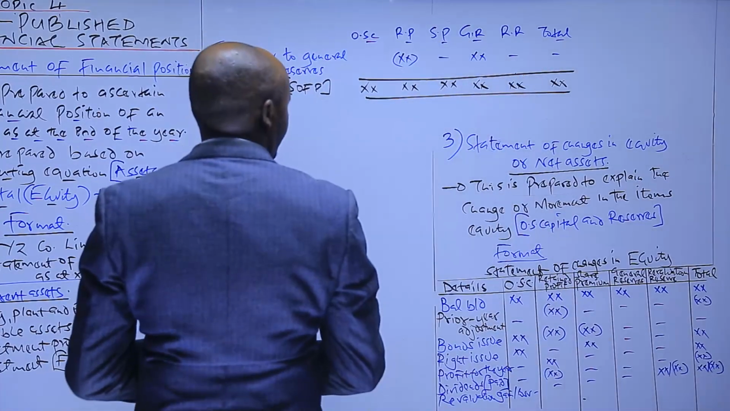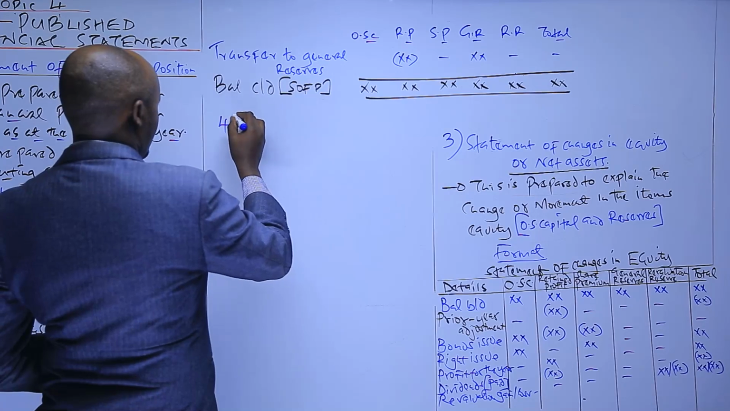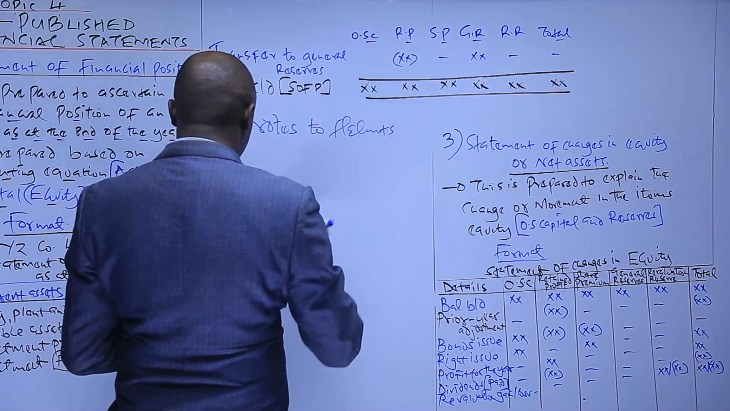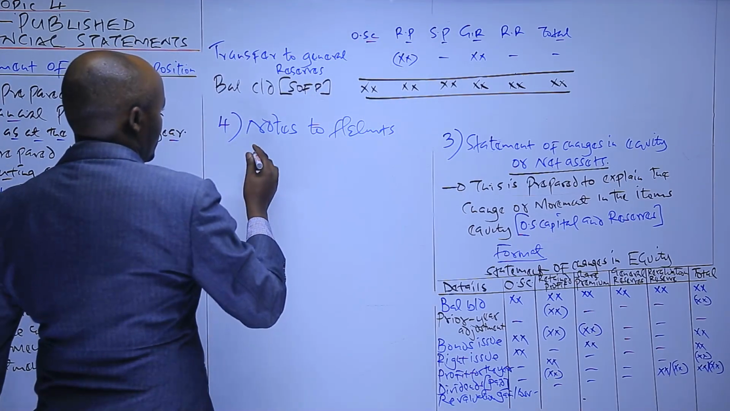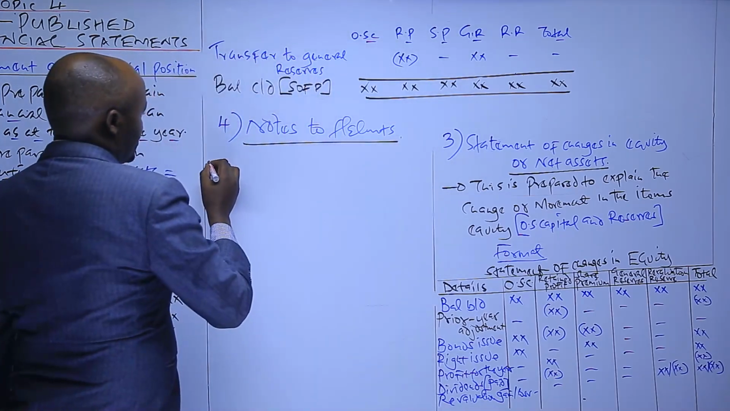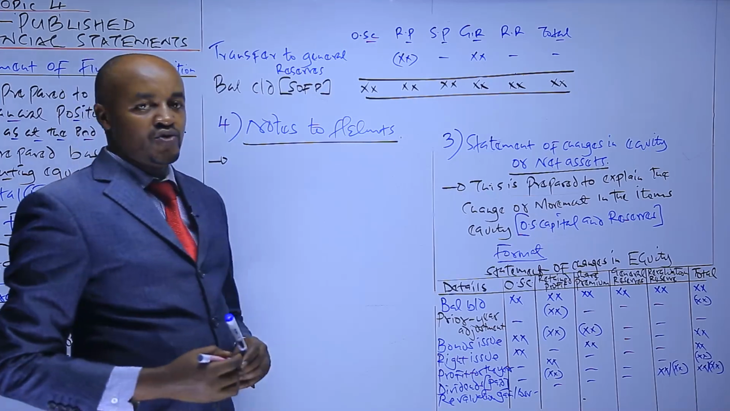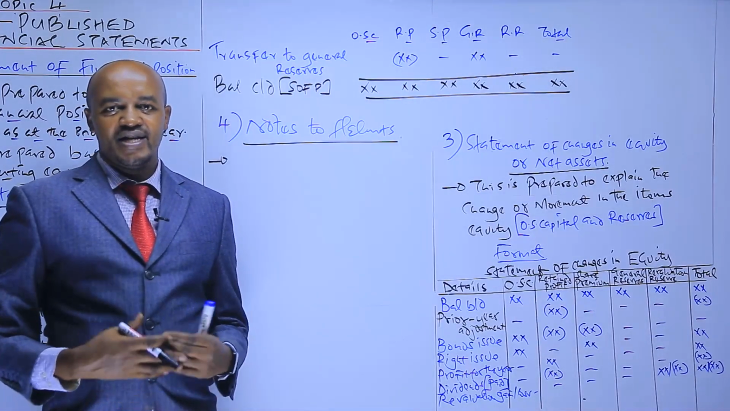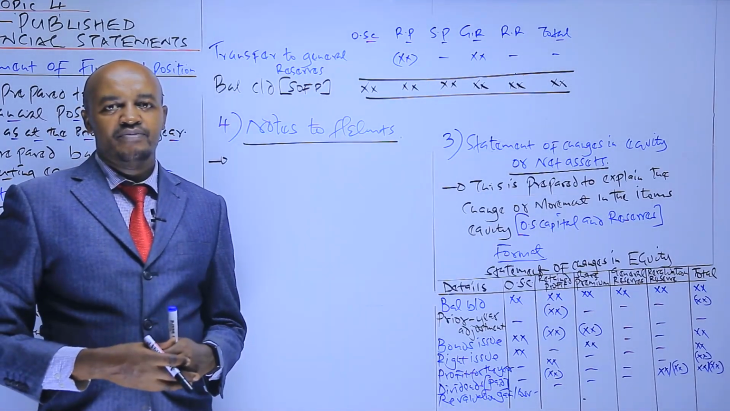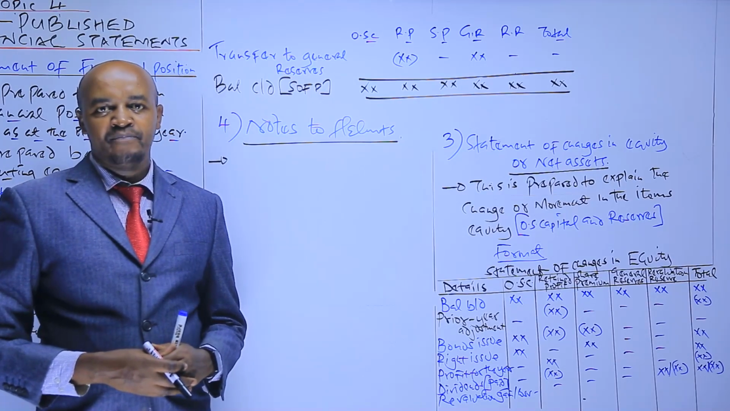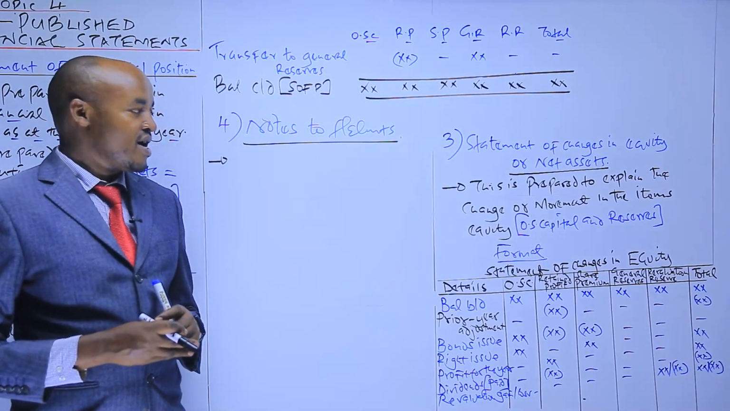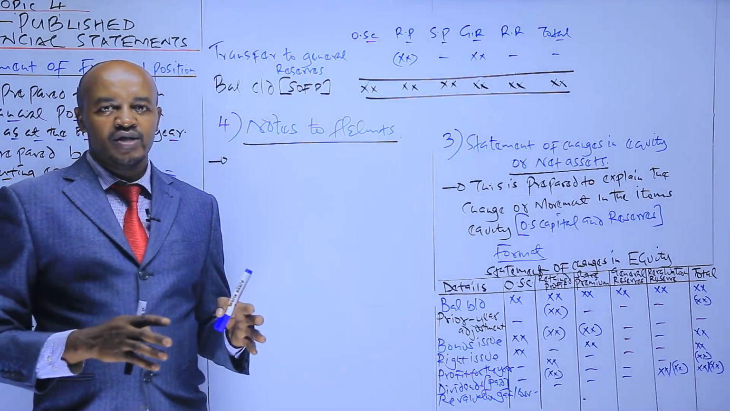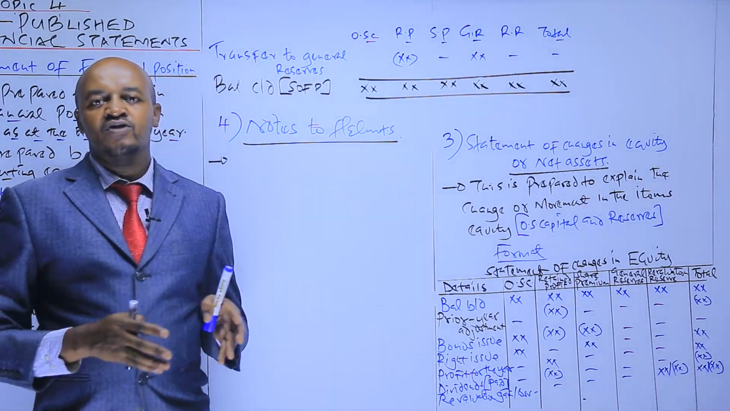So component number 4 is notes to financial statements. What are the notes to financial statements? When we talk about this, we are talking of the supplementary notes. These are the additional notes which accompany the financial statements prepared by the company. And the objective of this note is to explain the accounting principles, the accounting concepts, which were used by the company in preparing financial statements.